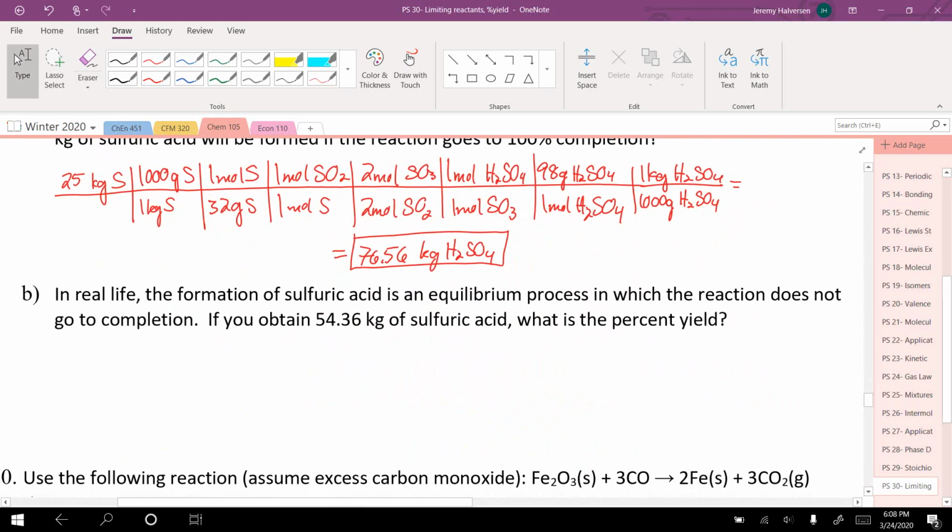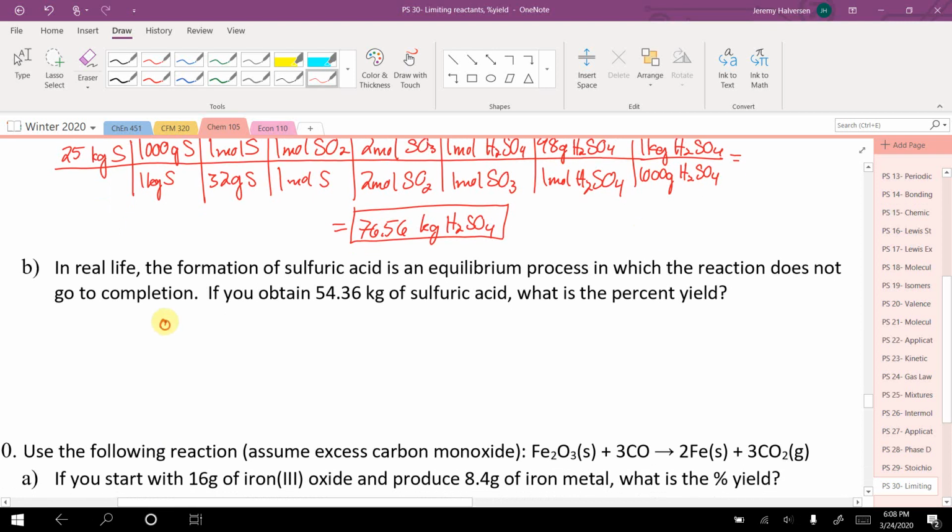In real life, formation of sulfuric acid is an equilibrium process in which the reaction does not go to completion. If you obtain 54.36 kilograms of sulfuric acid, what's the percent yield? Again, percent yield is going to be my actual, which was that 54.36 divided by my theoretical. You have to make sure these are the same units. In this case, both are kilograms. And that gets me a percent yield of 71%.